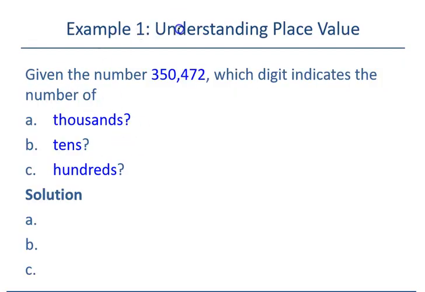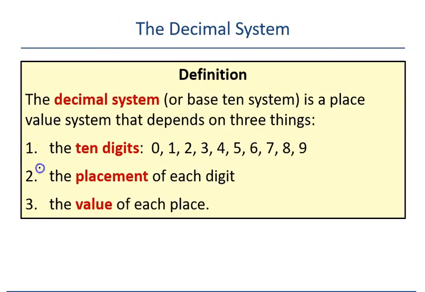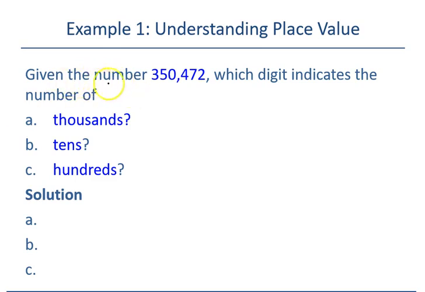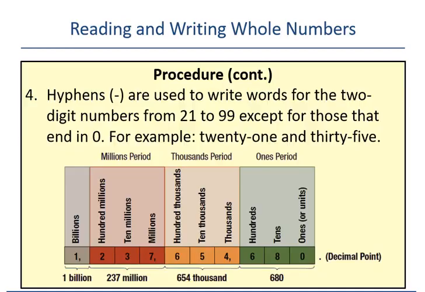So let's do our first example so you can see what I'm talking about. Example 1, understanding place value. Looking back up here, notice placement. We're going to go with example 2, number 2 right here. Given the number 35,472, which digit indicates the number of thousands, tens, hundreds? Well, to do this, we actually kind of need to know our place values, which means I'm going to jump all the way down here to the bottom of this lesson so you kind of have an idea of what we're talking about, and then we'll jump back up.